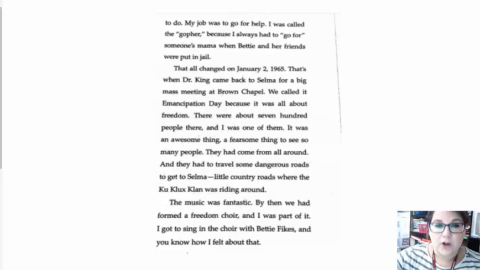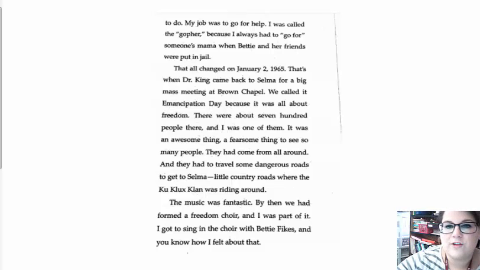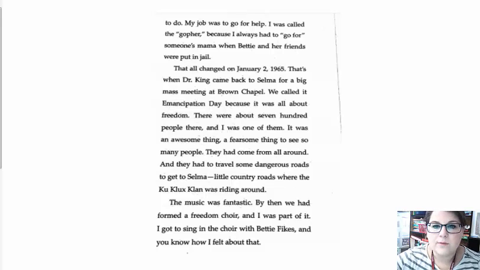I was called the gopher because I always had to go for someone's mama when Betty and her friends were put in jail. That all changed on January 2nd, 1965. That's when Dr. King came back to Selma for a big mass meeting at Brown Chapel. We called it Emancipation Day because it was all about freedom. There were about 700 people there, and I was one of them.